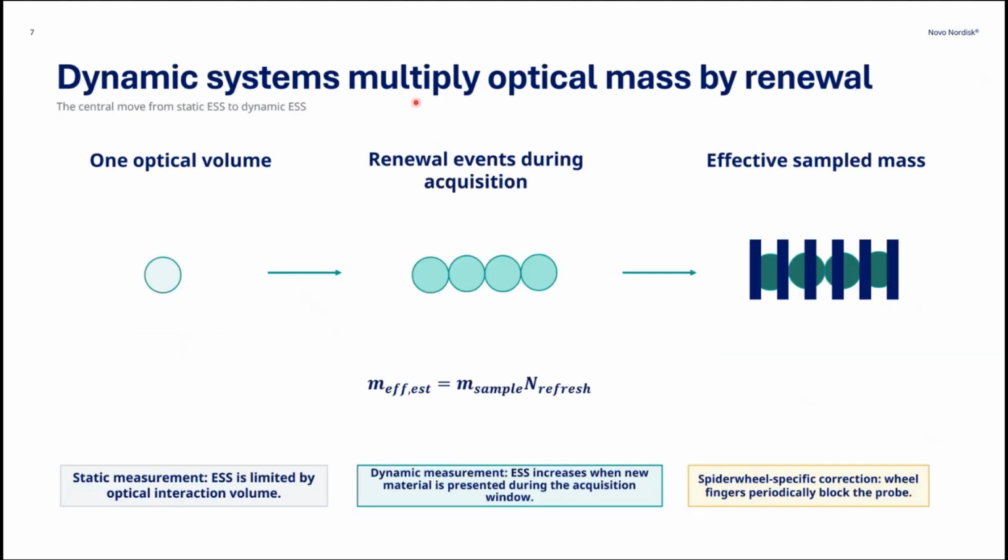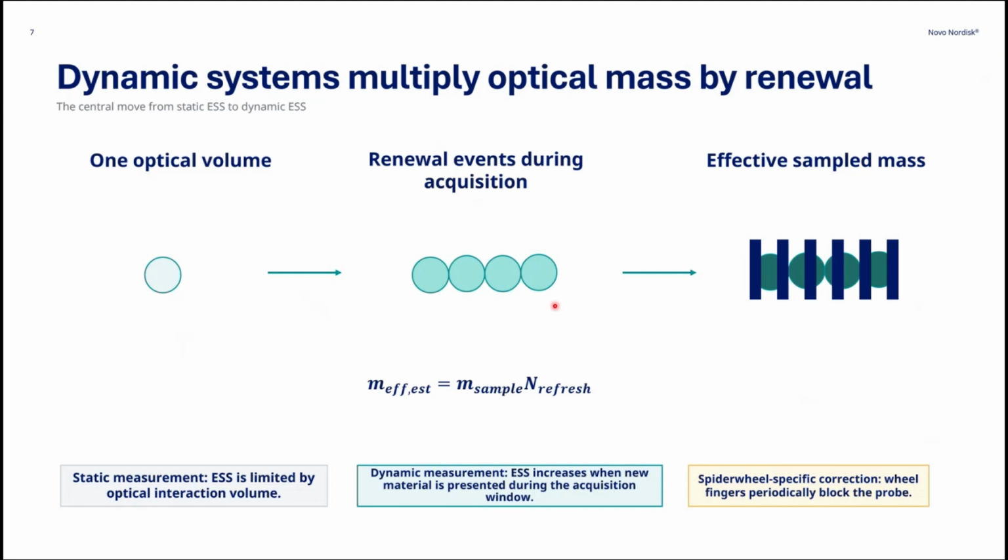When it comes to dynamic systems, we then talk about renewal or refreshment. So imagine we move this sample across the probe. Over the time of the acquisition, we will have several renewal events during this acquisition, and I draw them as 4 circles next to each other.